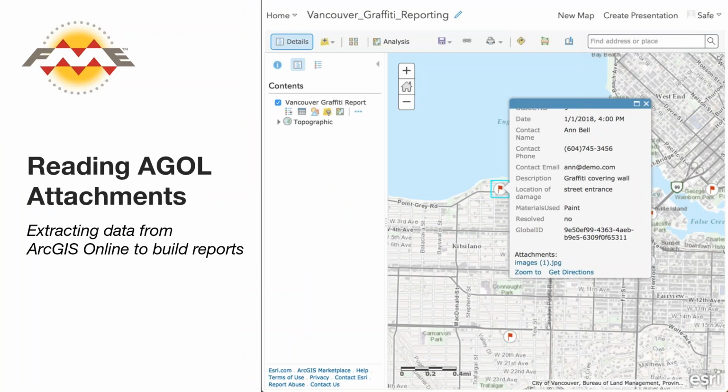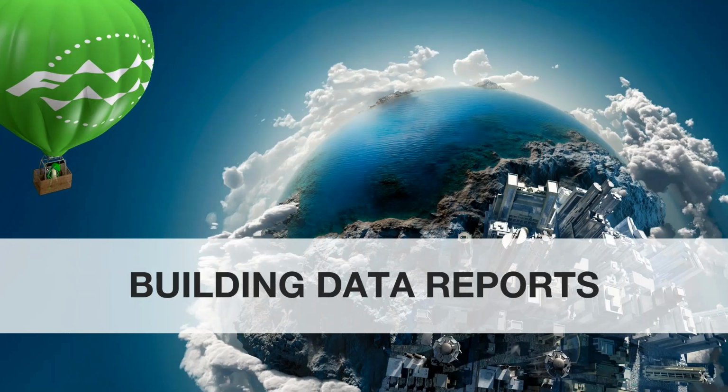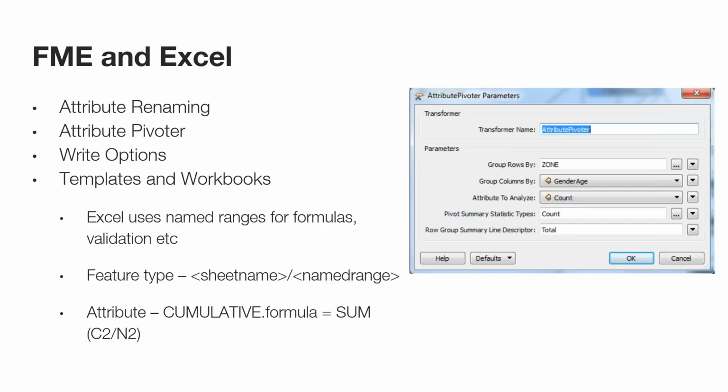So with FME, we have the ability to build data reports. For a number of years now, we've had FME in Excel, so being able to take data in and read it from or write it out to Excel. Before this, we already had the ability to rename attributes, to do pivots, write out the tables, and then use templates and workbooks so that Excel can use named ranges for formulas.